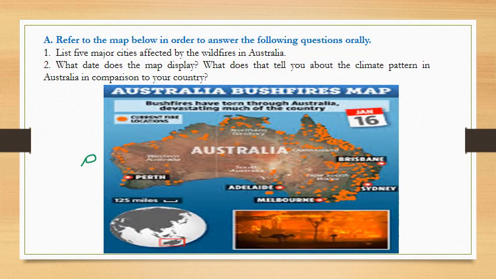Now let's take a look at the questions here. Refer to the map below in order to answer the following questions orally. List 5 major cities affected by the wildfires in Australia as per this map. Cities, the ones with red and the white dot. You have Brisbane, one of the largest Australian cities, Sydney, the most famous Australian city, Melbourne, all are affected.